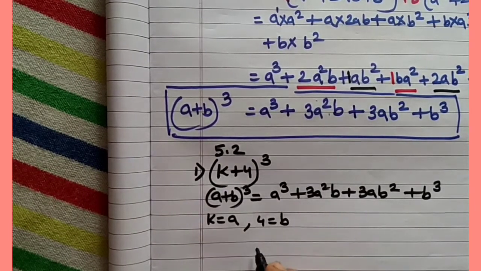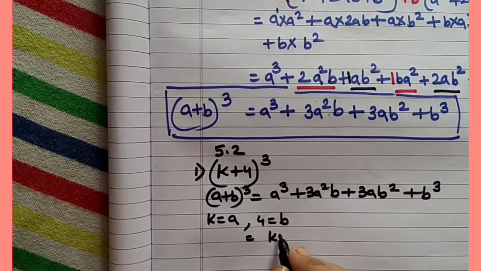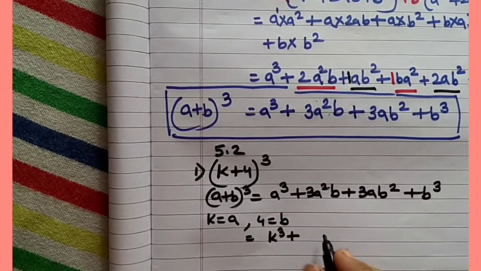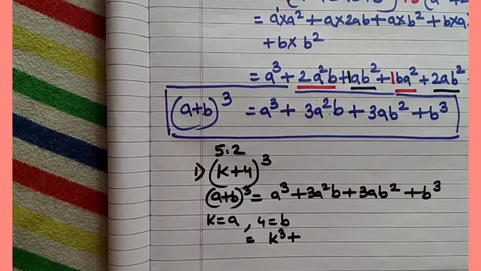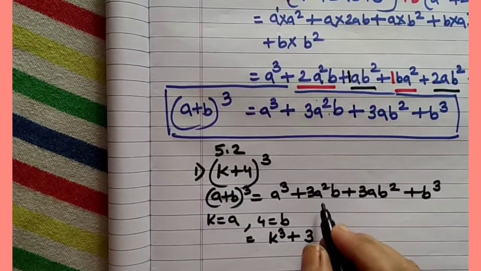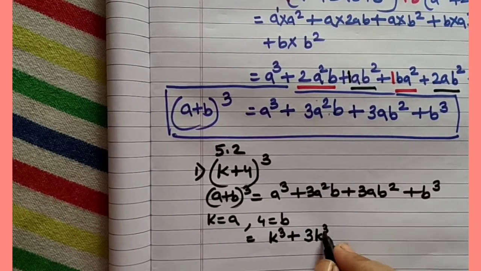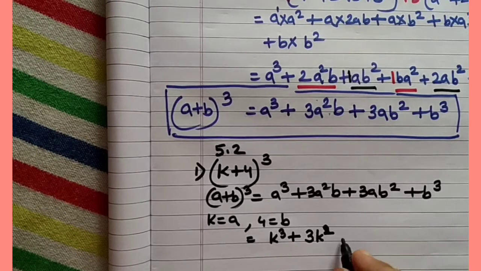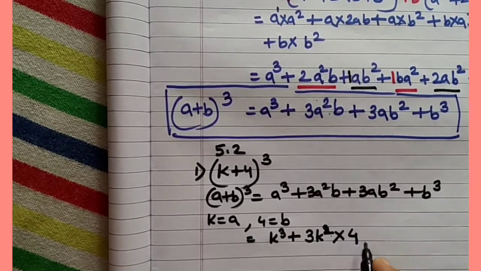So what should I get here? First term, what will I get here? A cube. So I'll get k cube plus. Now numbers will remain the same, 3. There is no substitute for 3. So 3 will remain as it is. Now a square. What is a? K. So it will be k square. And b is what? 4, multiplied by 4.